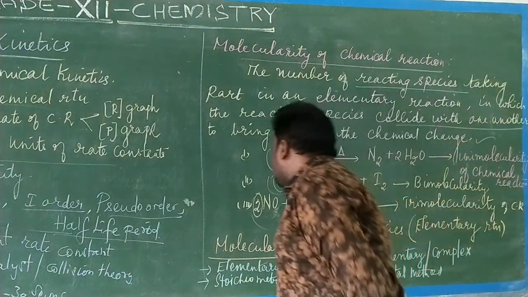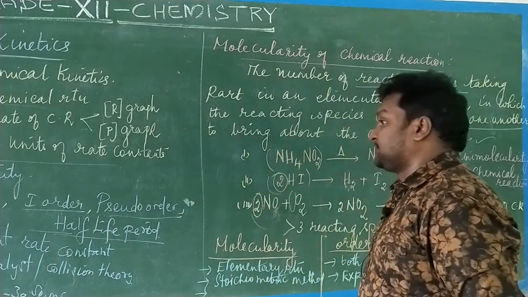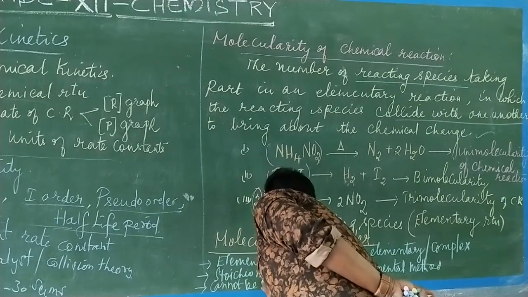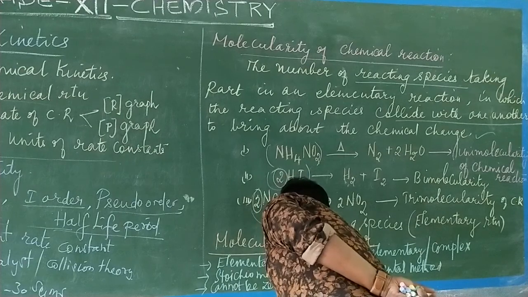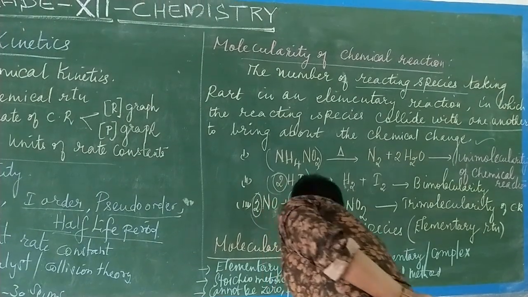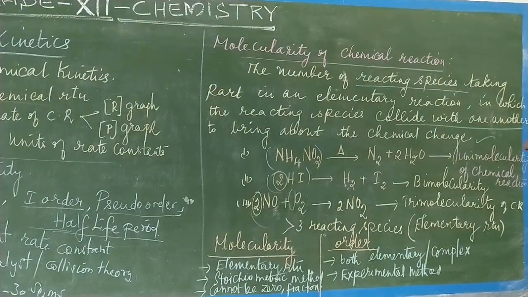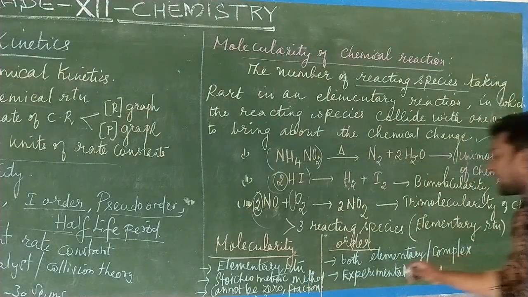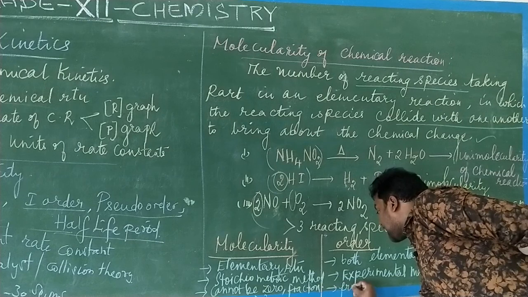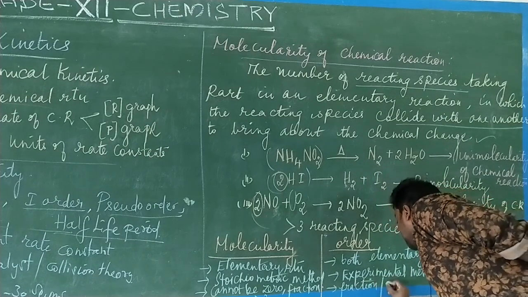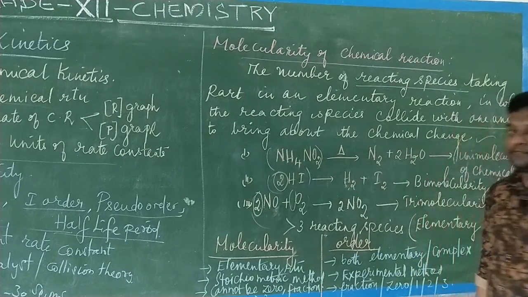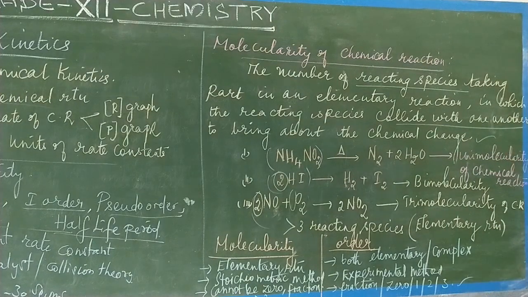The value of the molecularity of a chemical reaction cannot be a fraction or 0. It cannot be 0 or a fraction. It can be less than 3. Whereas the order of a chemical reaction can be a fraction, or otherwise it can be 0, or 1, or any integer like 2, 3. So this is the difference between molecularity of a chemical reaction and order of a chemical reaction.